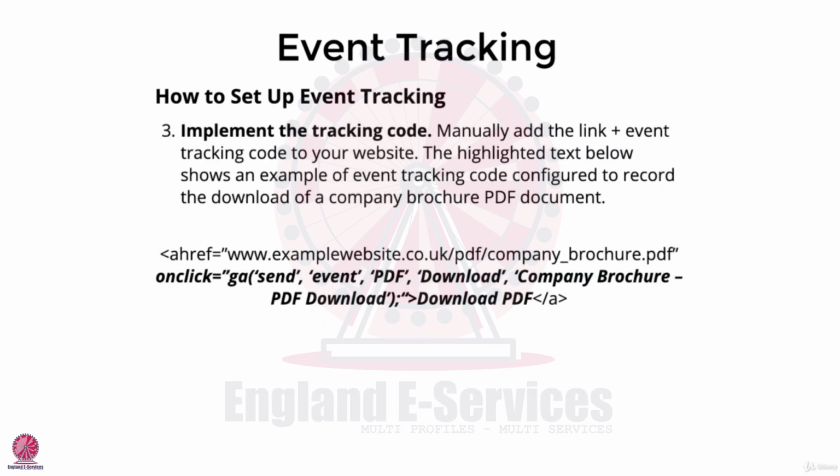Step number 3 is to implement the tracking code. You need to manually add this link plus all this extra event tracking code to your website. You'll need to log in to the back end of your website and add this code in. This is the full example once again. That's what it's going to look like when you code it in, or you can just copy and paste that. But this is all that the user will see on your website.